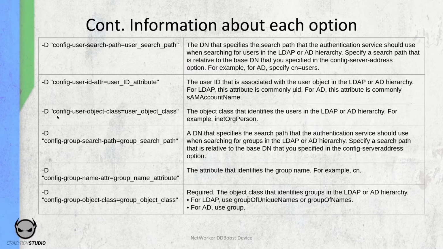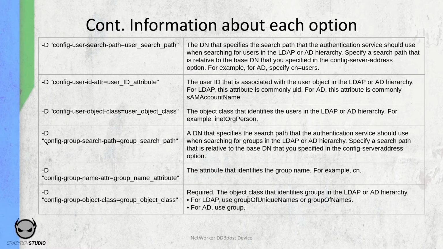The next attribute is config user object class. This is the object class that identifies the users in the LDAP or AD hierarchy. The config user object class, again for Active Directory, is inetOrgPerson. You usually don't need to worry about these parameters, because when you're using the NMC to configure it, these are automatically selected when you select the type of configuration you want to do.